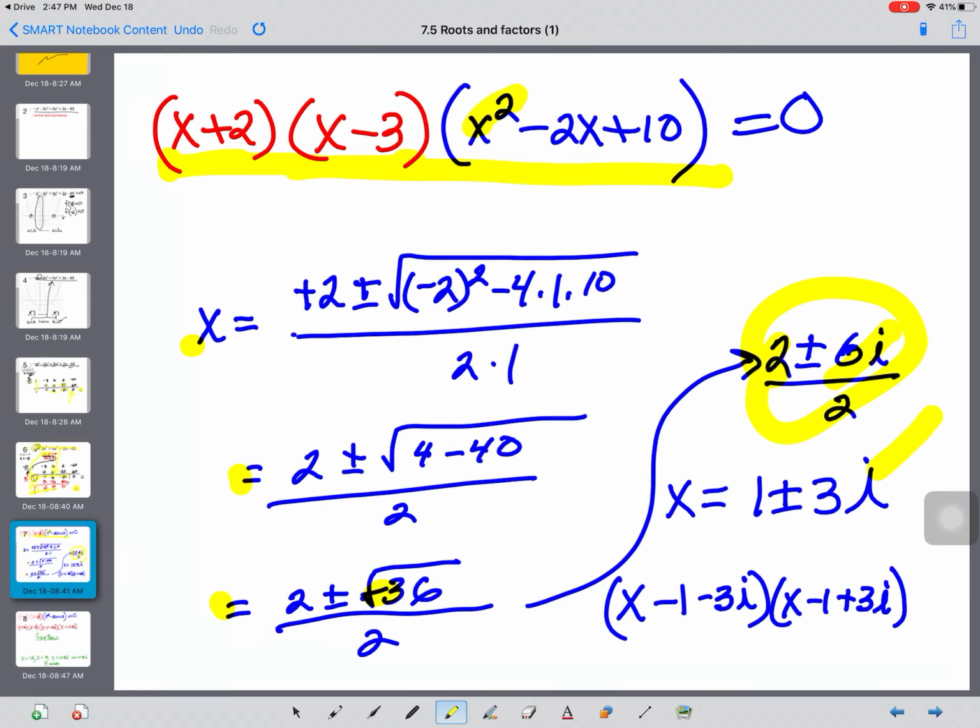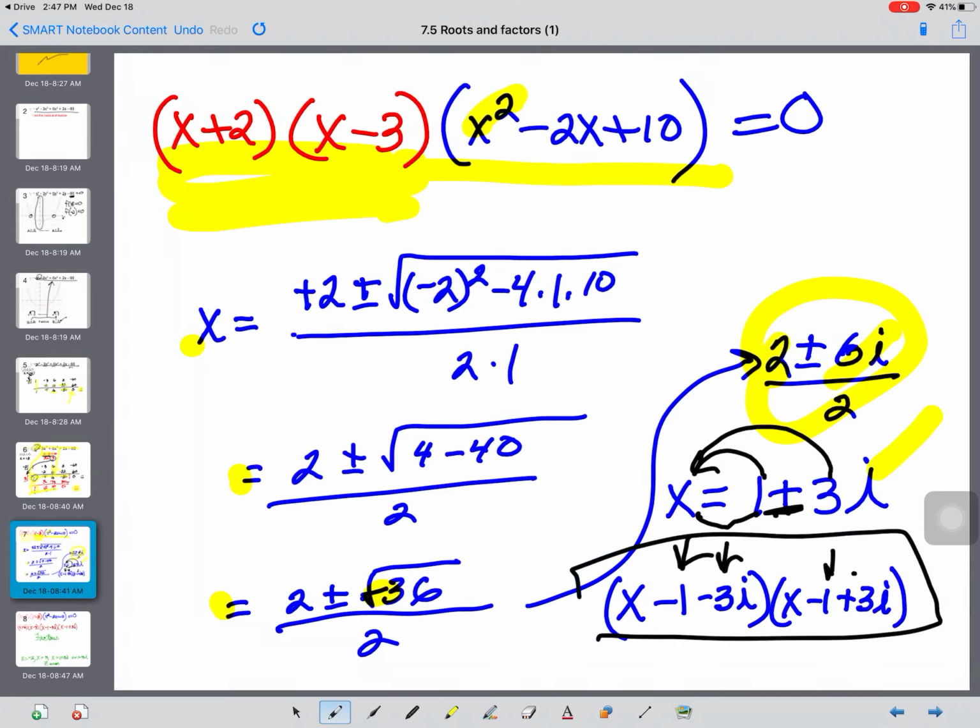Just like I did with the x plus 2 and the x minus 3, when I had x equals negative 2, and I brought it back over, I brought the 1 back over to the other side. So when you bring the 1 back over, it becomes negative 1. When you bring the plus 3i back over, it becomes negative 3i. And again, for the other one, bring the 1 back over to the other side, and that would get you negative 1 still. But now take the negative 3i back over to the other side, it becomes plus 3i. So what I have found are the roots, these guys, and the factors of that polynomial.